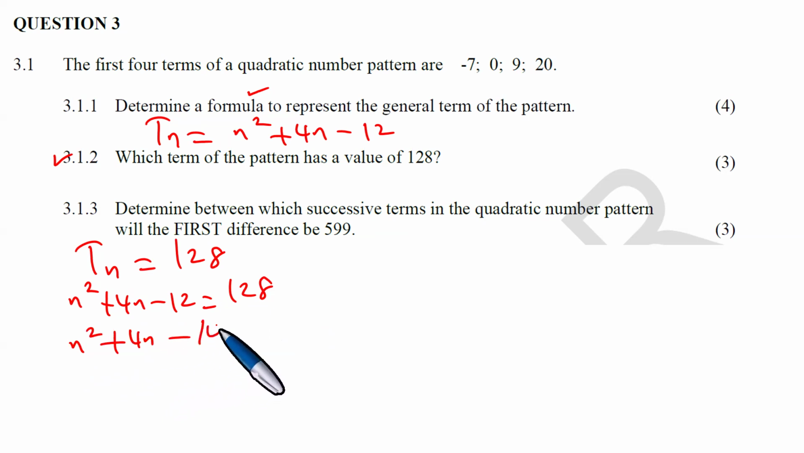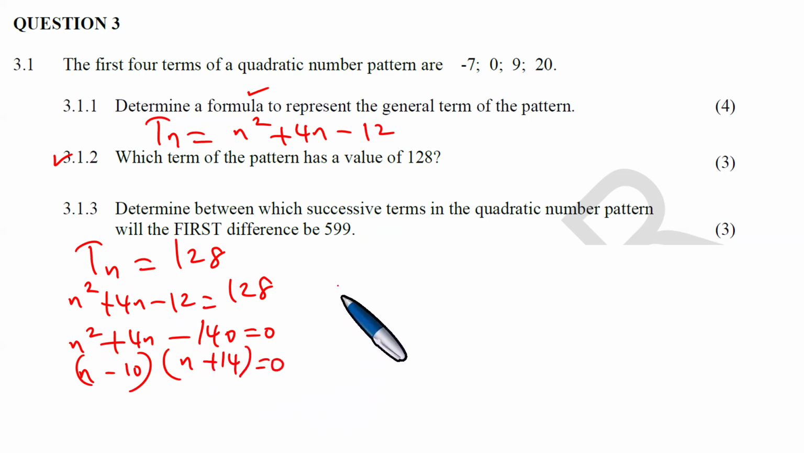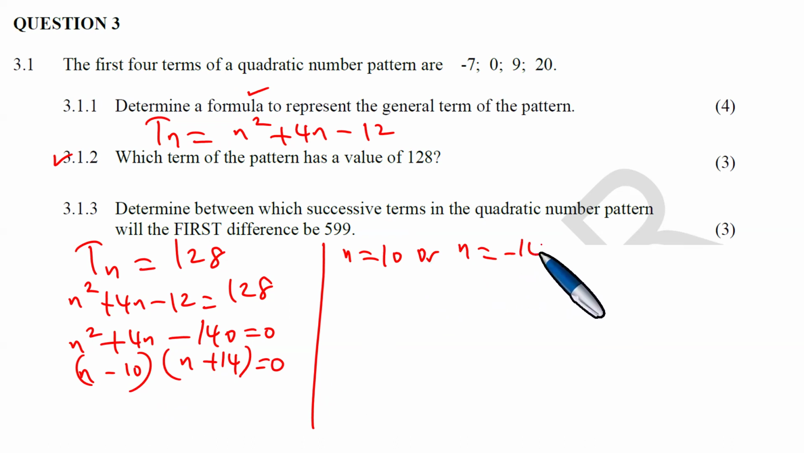which means n squared plus 4n minus 140 equals 0. We can factorize this: n minus 10, and then n plus 14. I'm not wasting lots of time with the factorization part. Upon careful examination, n is exactly 10 here, or n is equal to minus 14. But obviously, because we're dealing with the number of terms, it cannot be negative. So n is only 10, and therefore the value 128 is the 10th term of the pattern.